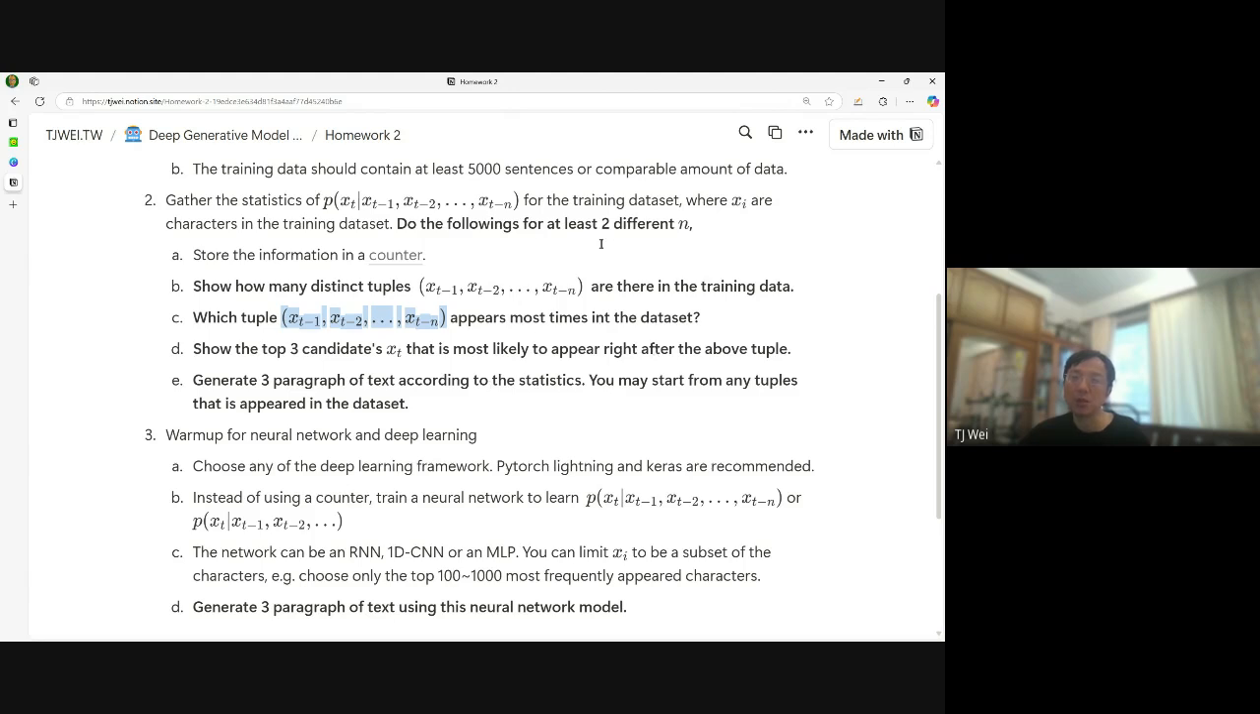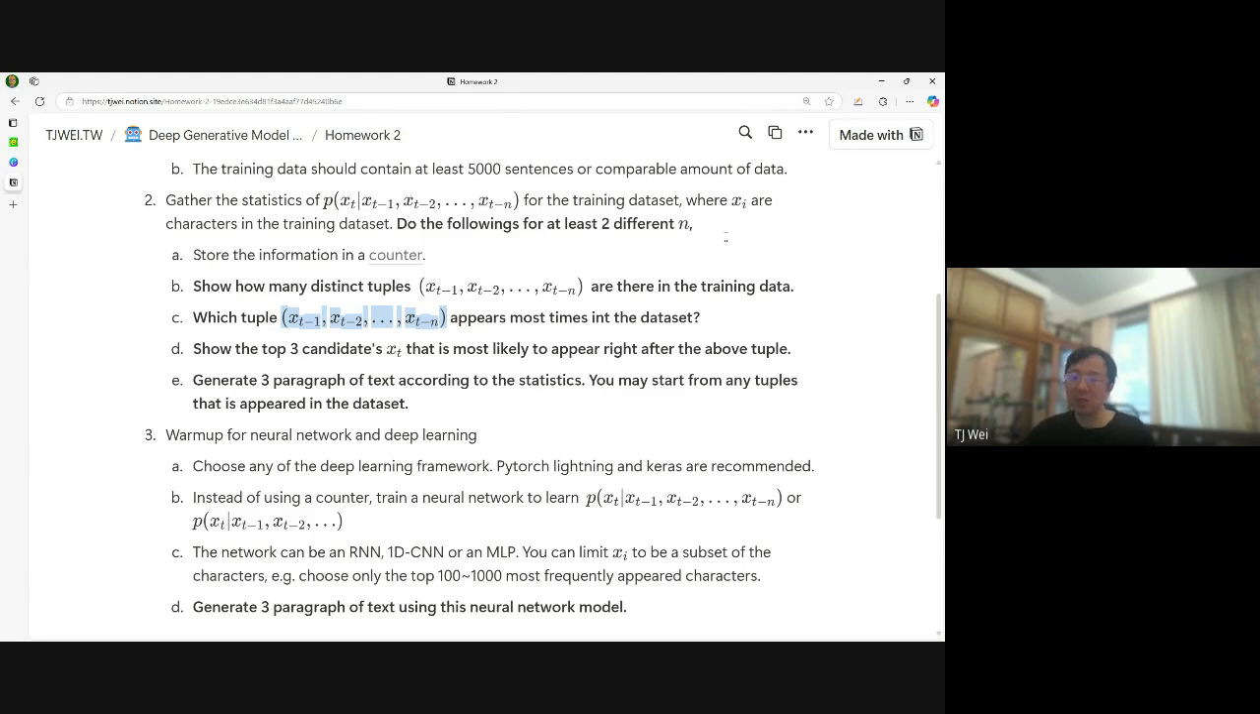好，所以基本上就是这几个需求了。然后那就是前面当然是一些 B, C, D are some basic requirements so that you can get familiar with the data you collected. And E is the goal, that is to generate the 3 paragraphs. In part 2, you have to do all the B, C, D, E with at least 2 different N.